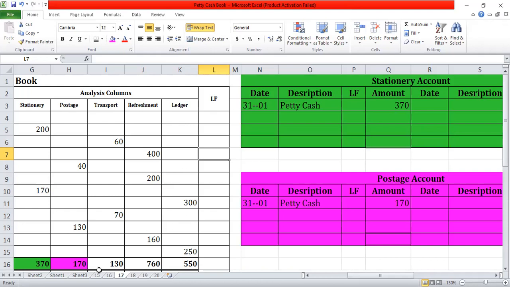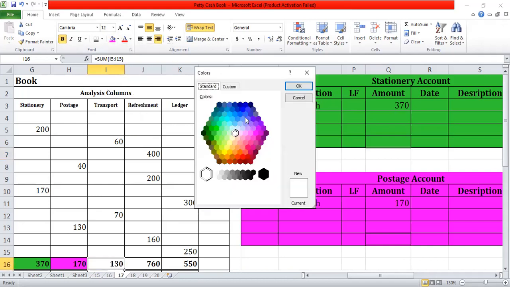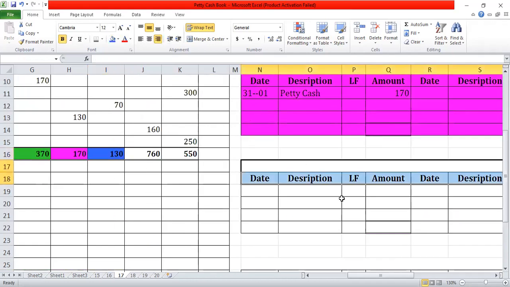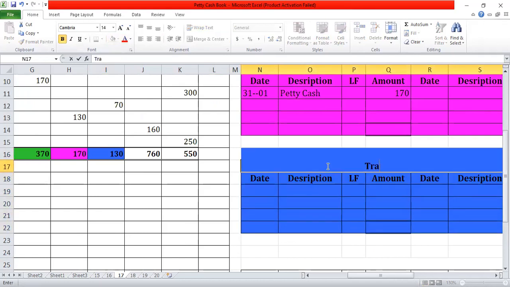Right. Good. Then I'm going to move to the next description analysis column, that is transport. 130. I'm going to name the next account as the transport account.